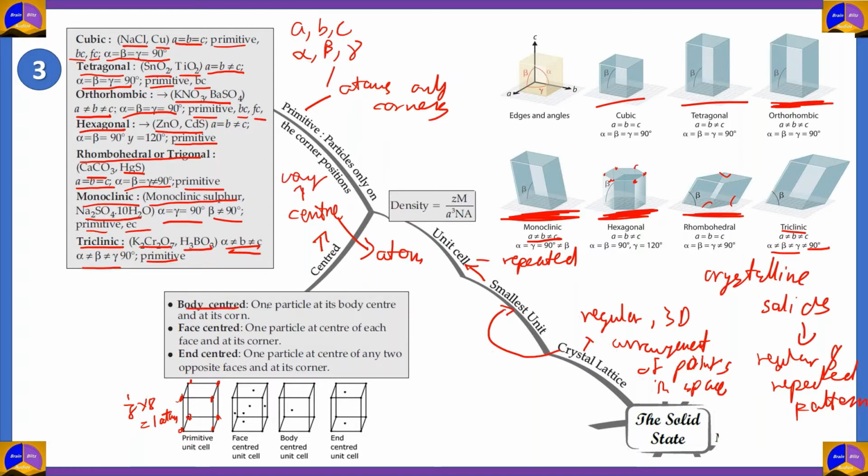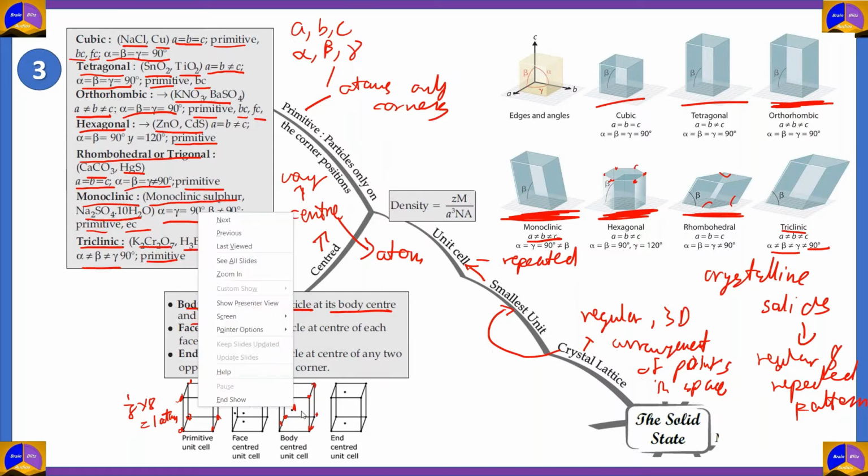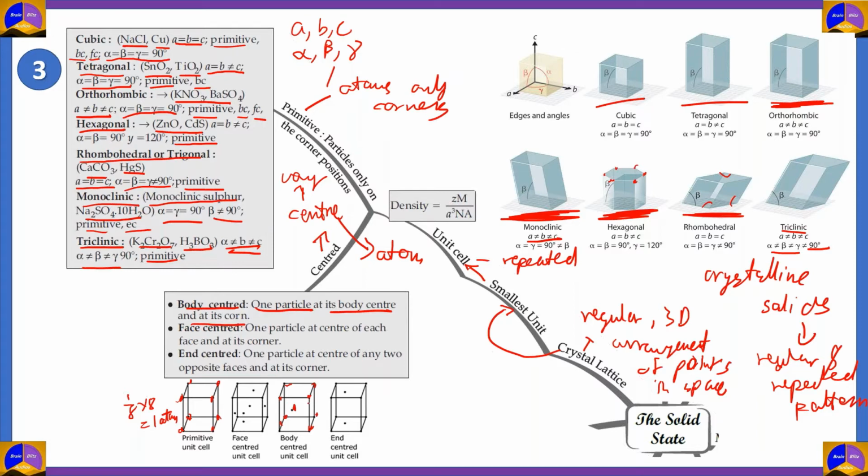In body-centered, there is one particle or atom at its body center and at its corners. So as you can see, there is an atom here, and there are atoms on all these 8 corners. This is a body-centered unit cell. For a body-centered unit cell, in addition to the 8 corners, since there's an extra atom inside, we can say that a body-centered unit cell has 2 atoms inside it.